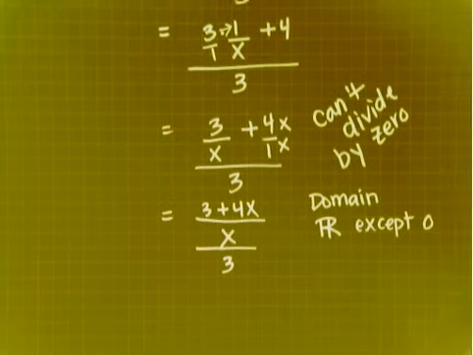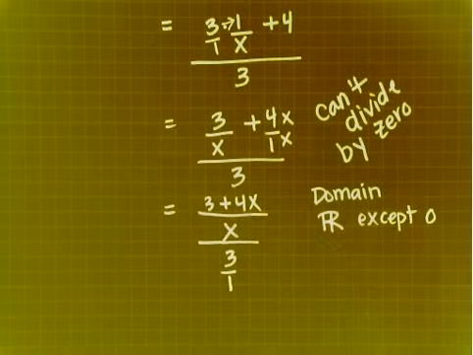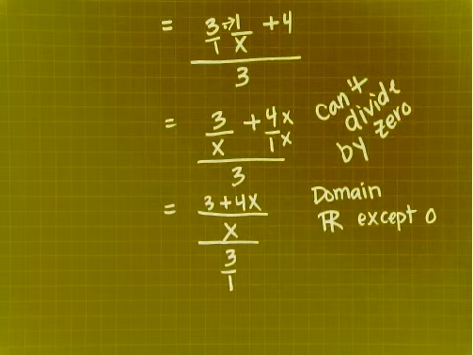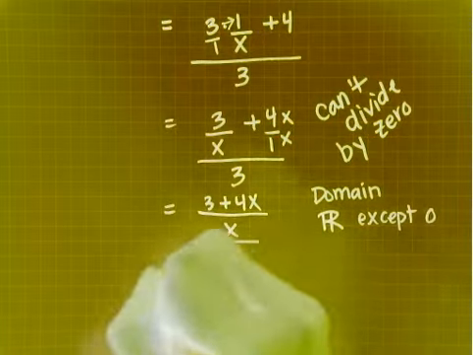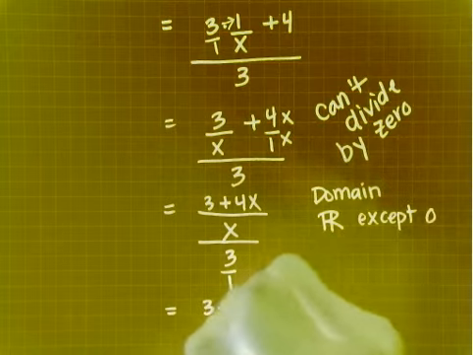The last thing you can do here, if this is 3 over 1, Stephen, what's that rhyme for dividing fractions? Dividing fractions is easy as pi, flip the second, multiply. I like to say flip the bottom too, but whatever. So we've got 3 plus 4x over 3, over x.